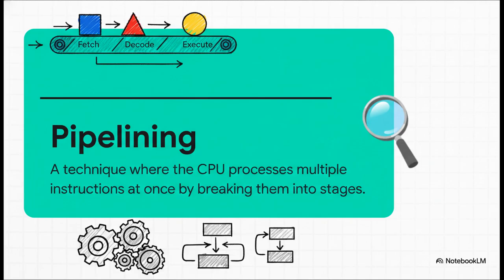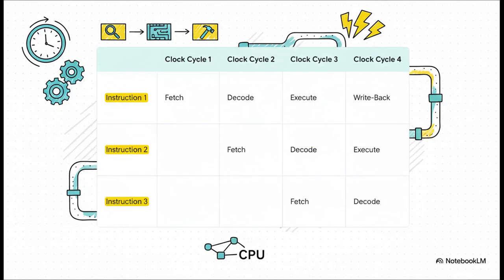But maybe the cleverest trick up the CPU's sleeve is something called pipelining. See, instead of waiting for one entire instruction to finish its whole fetch, decode, execute journey before starting the next one, the CPU works like an assembly line. It starts fetching the next instruction as soon as the first stage of the previous one is done. Just look at this table. It lays it all out perfectly.